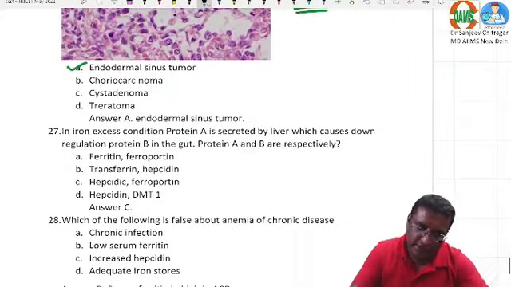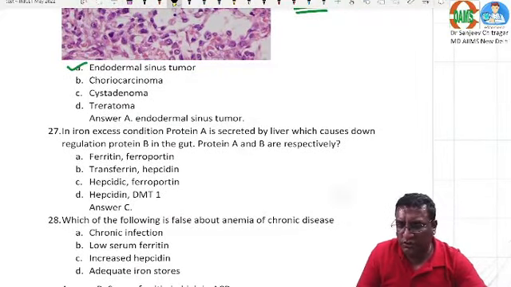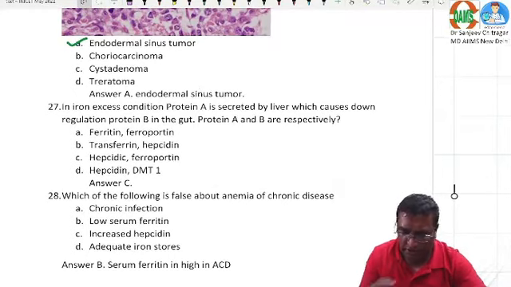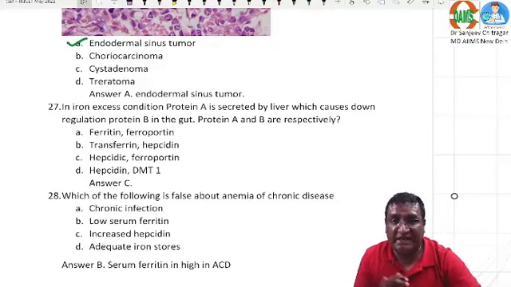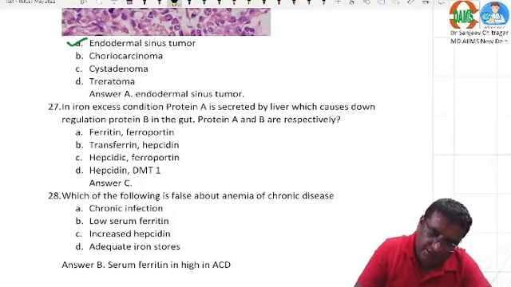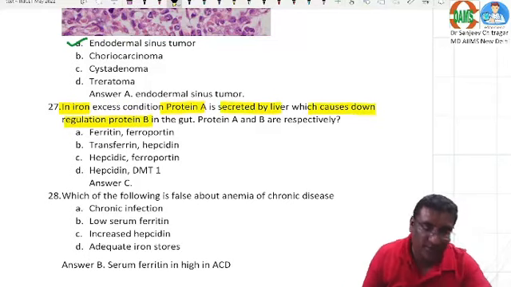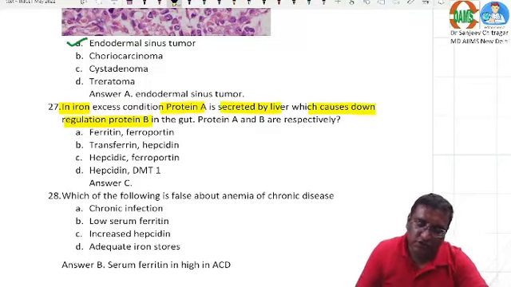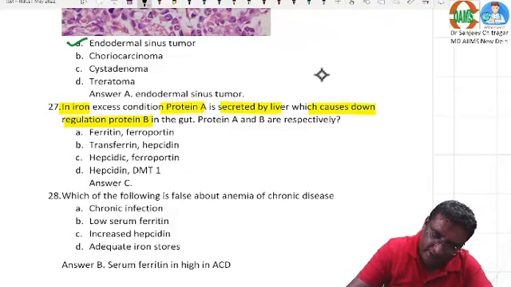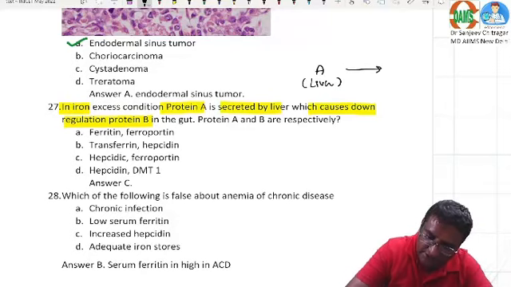Next, question 27. Only one student has sent this question to me. I don't know whether you recollect it exactly, but the student was very confident that this is exactly what was recollected. Okay, let us see what that is. In iron excess condition, protein A is secreted by the liver, which causes down regulation of protein B. So it was very hypothetical in nature. Basically something, A, is secreted by the liver in iron excess. This down regulates B in the gut. That is what has been given.